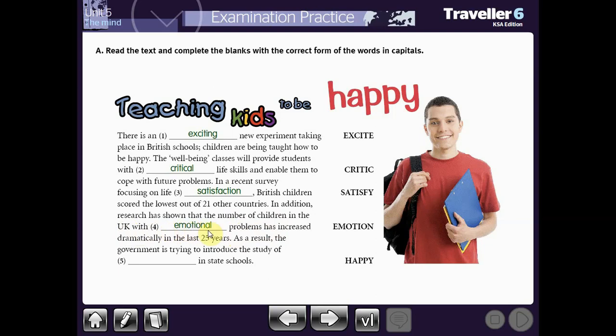With the emotional problems has increased dramatically in the last 25 years. As a result, the government is trying to introduce the study of in the state schools. We have the word here happy. Happy, it is an adjective. We don't want adjective, we want a noun. So we add the suffix ness. It will be happiness.